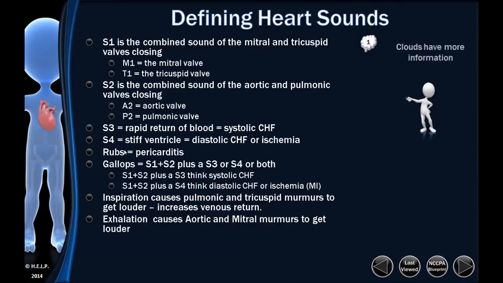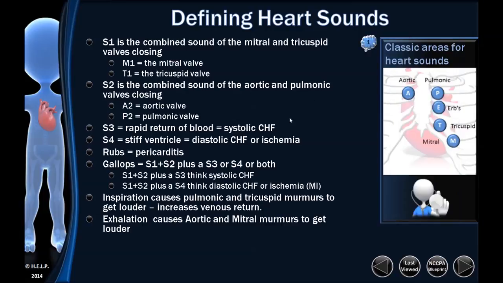Gallops: a gallop is just having the S3 or the S4 along with the normal heart sounds. So S1 and S2 are normal, and then we get the S3 or an S4 heart sound associated with it. An S1, S2, and an S3, we're thinking systolic heart failure. Add in an S4, then we've got diastolic heart failure, or we can be talking about ischemia. Inspiration makes pulmonic and tricuspid murmurs get louder. You're breathing in air, so you're also pulling back in more venous blood, which delays the closure of these valves, pushes more blood through them, and so it makes the murmurs louder.